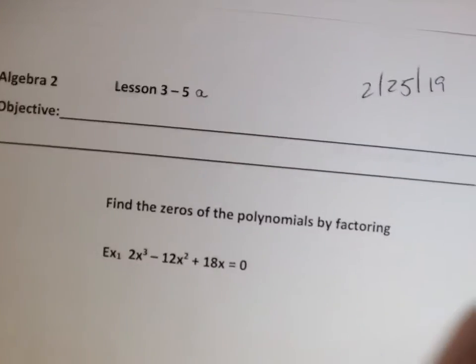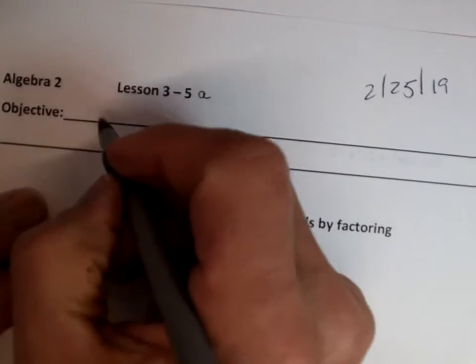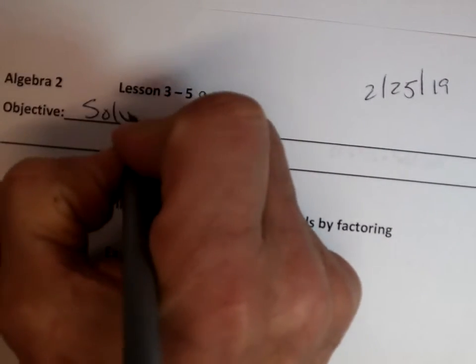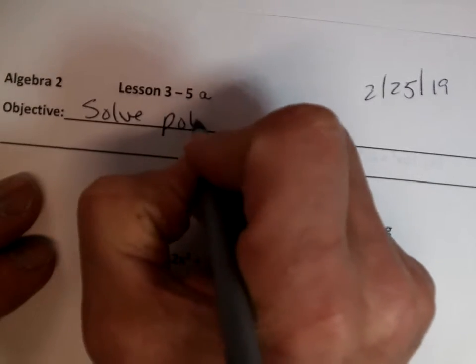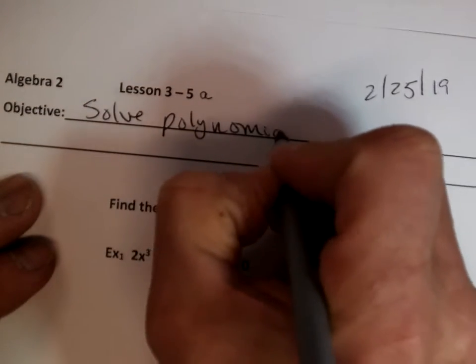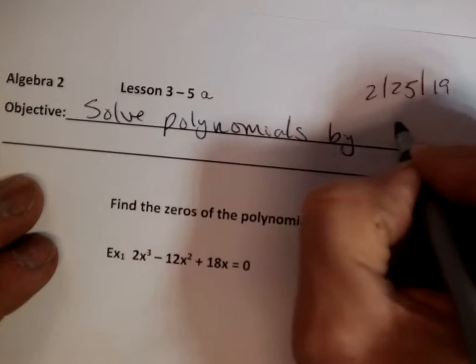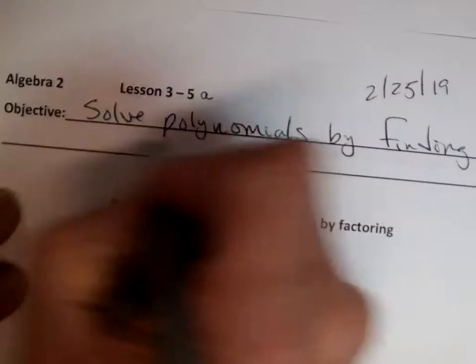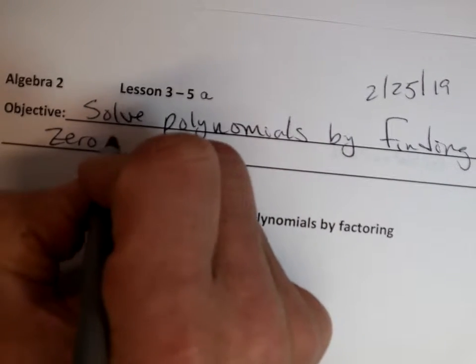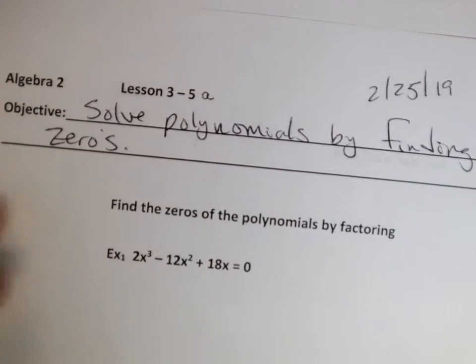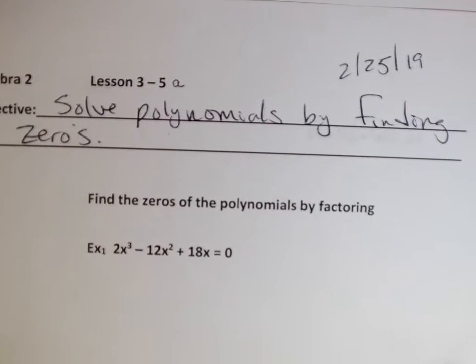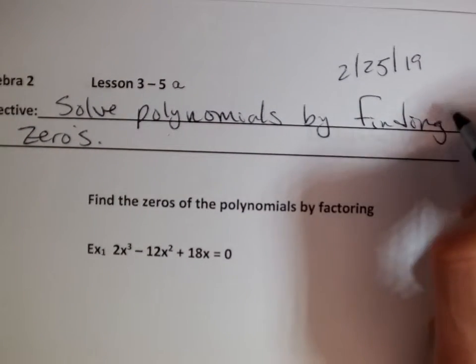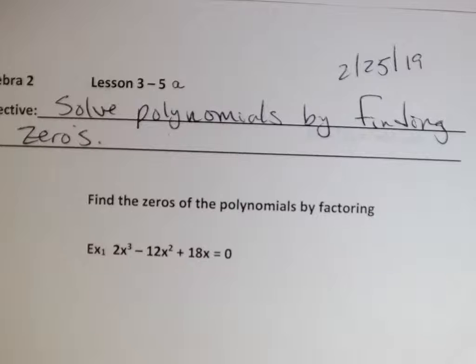All right, so objective. Today what we're going to do is solve polynomials by finding zeros. Sorry, it's so sloppy. For today, we're not going to have any answers that are unreal. We'll talk about those tomorrow. But for today, all of our answers are going to be real answers.